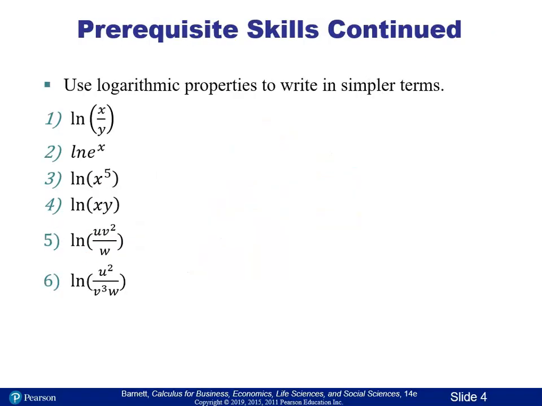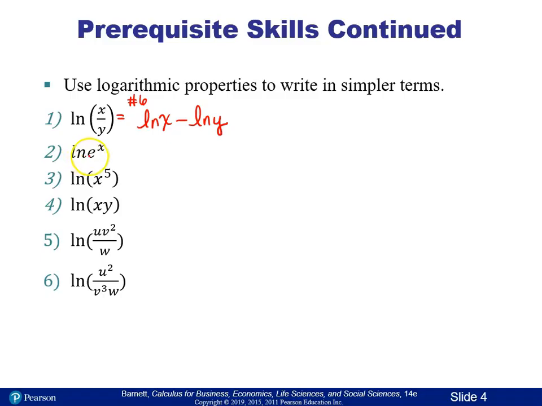Here we're going to use the logarithmic properties to write these in simpler terms. So basically, splitting it up, bringing exponents down as coefficients, things of that nature. Like this one, we're going to use the sixth property, and because we have two things being divided, that property is going to let us split the division up into two separate logarithms that are being subtracted. So that would be writing it in simpler terms.